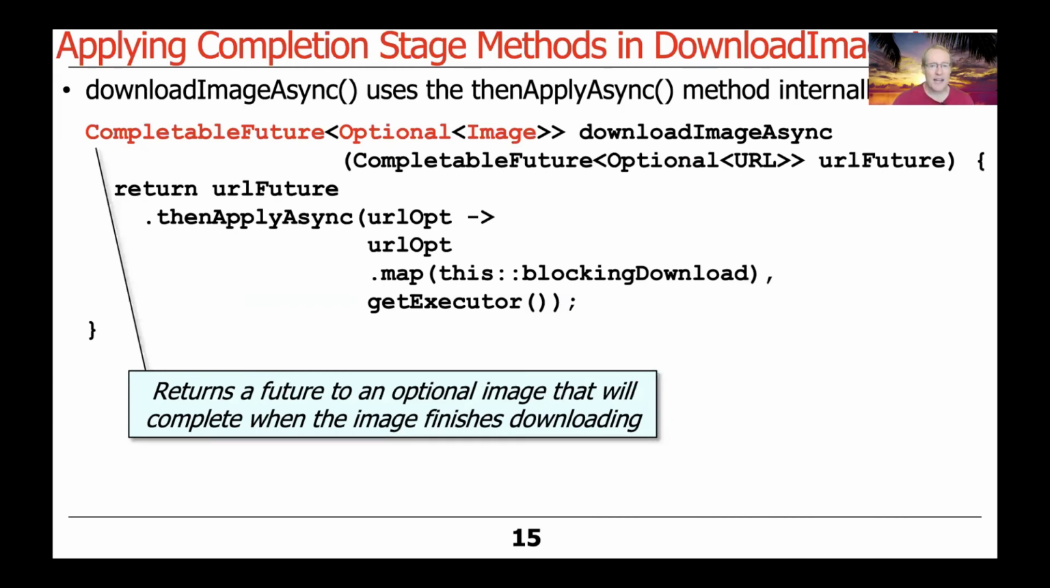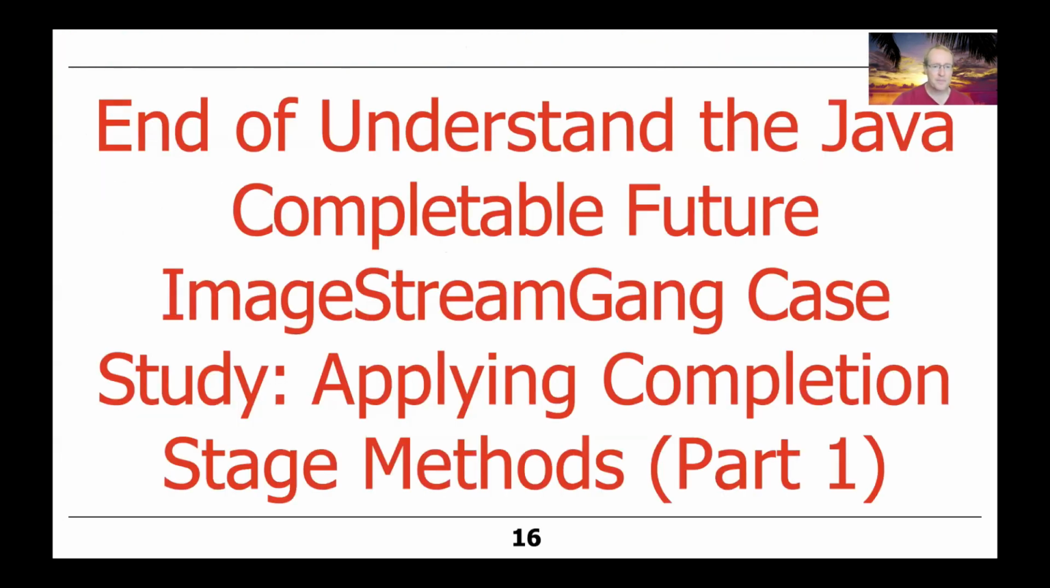What's returned by downloadImageAsync is a CompletableFuture, because that's what thenApplyAsync returns, to an optional image. And of course, what'll happen here if the optional image object is not empty, if it's got something in it, is that particular CompletableFuture will complete when the image has finished downloading in the background in the worker thread that was used by thenApplyAsync.